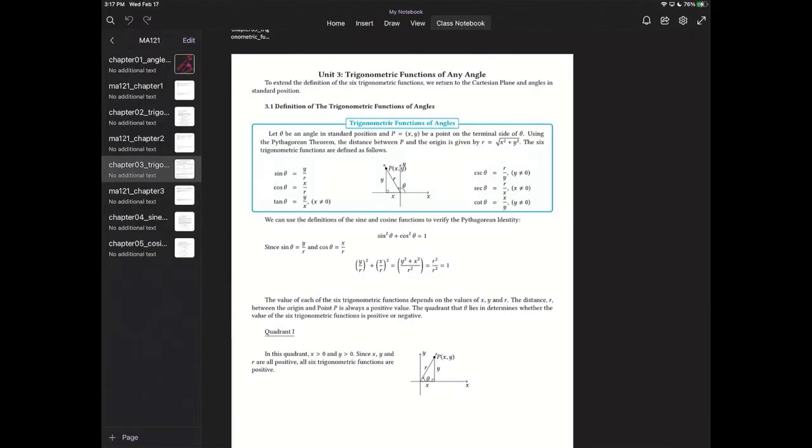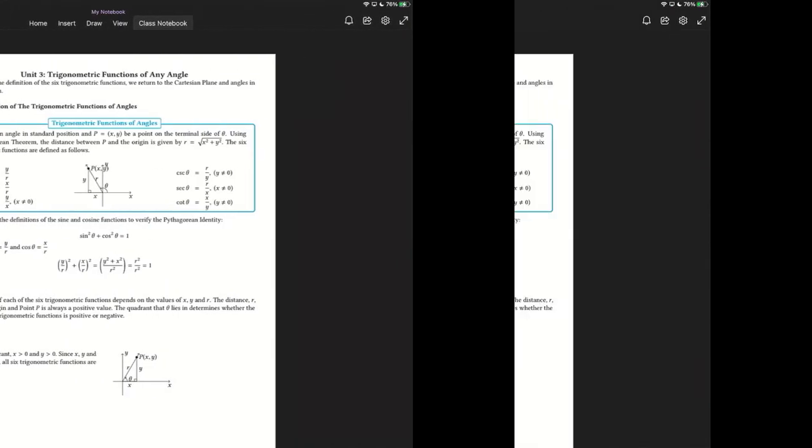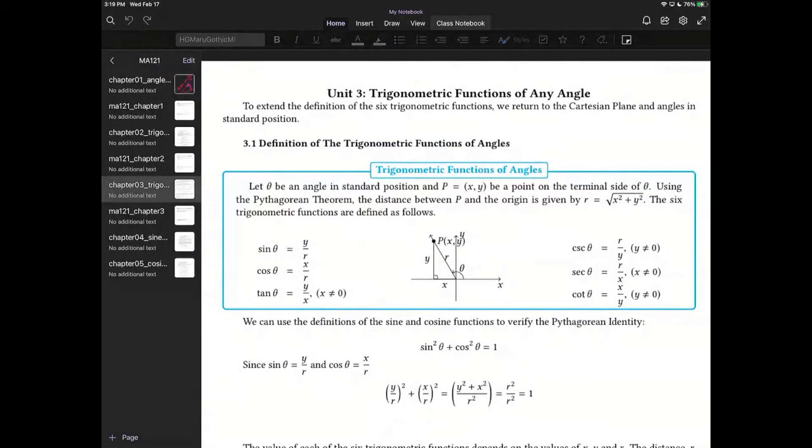So for Unit 3, we're going to be covering trigonometric functions for any angle. In this unit, we're going to start to see the definitions of trigonometric functions for any angle, meaning we're going to use the angles in standard position and look at a point on the terminal side of the angle in standard position to define the trigonometric function. All right, so we're going to see the trigonometric functions all over again.